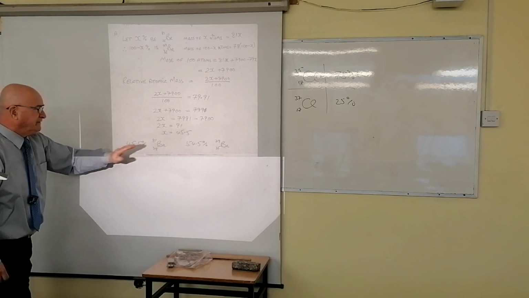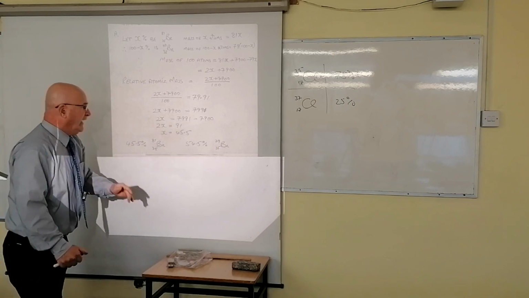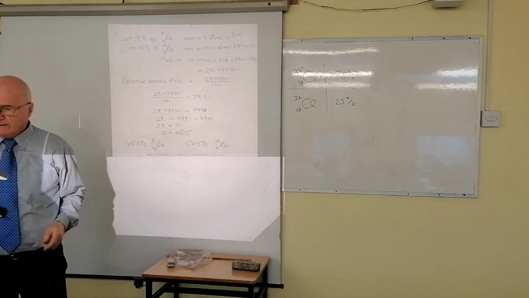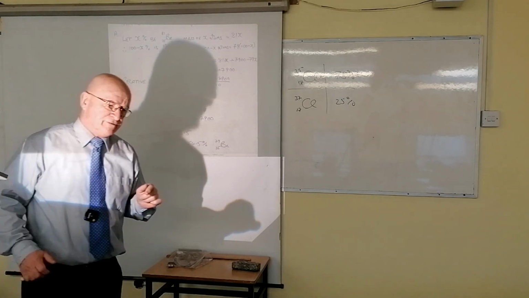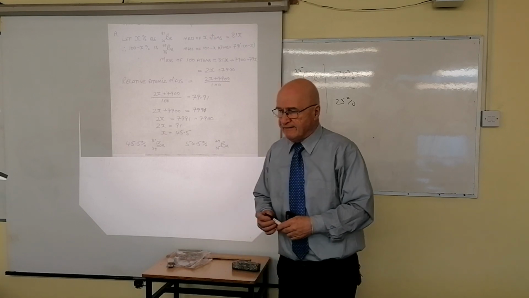45.5 is the percentage of one isotope. Subtract that from 100, and you have the percentage of the second one. Is that all right? That's effectively what we want there. I'm going to look at one exam question just to give a sense of how this would be examined.